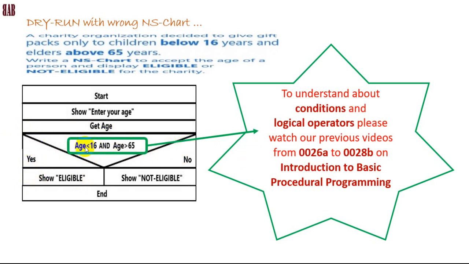If this whole thing, not just one part, evaluates to yes, only then it will go to this side. If this whole thing evaluates to no, it will go to this side. That's basically what a condition will do. So if you have a problem, just go back to 26A to 28B and watch those, how the conditions are formed, how it is evaluated. Watch that video and come back here.